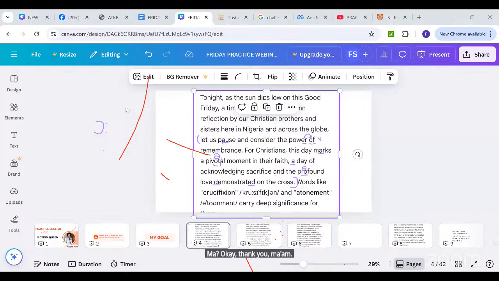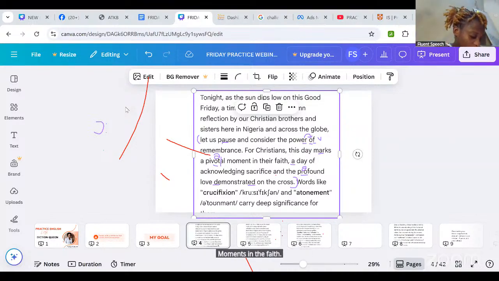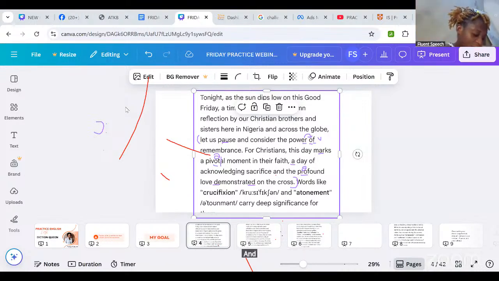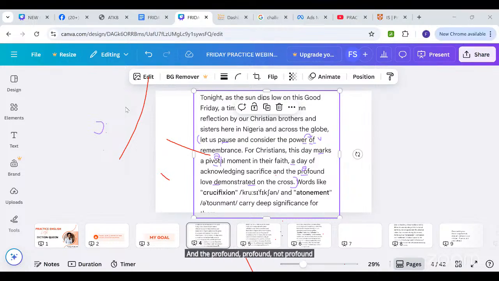Let us pause and consider the power of remembrance. For Christians, this day marks a pivotal moment in the faith. Pivotal. This day marks a pivotal moment in the faith, a day of acknowledging sacrifice and the profound love demonstrated. And the profound love demonstrated in the cross.